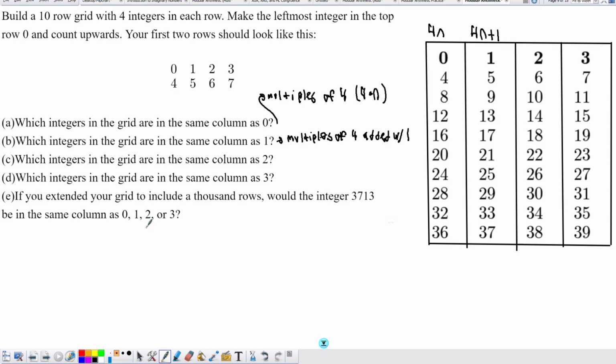Part C says which integers are in the same column as 2. Well, again, comparing it to the original multiple of 4 column, 0 plus 2 is 2, 4 plus 2 is 6, 8 plus 2 is 10, 12 plus 2 is 14, etc. So this would just amount to 4n plus 2, multiples of 4 added with 2. And we can probably guess from the last part, it's going to be multiples of 4 added with 3. So 4n plus 3.